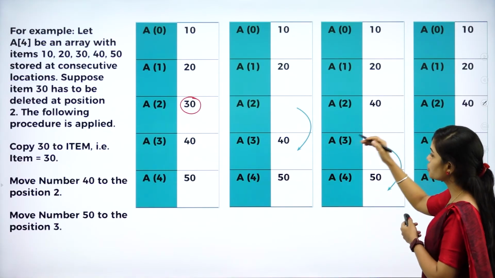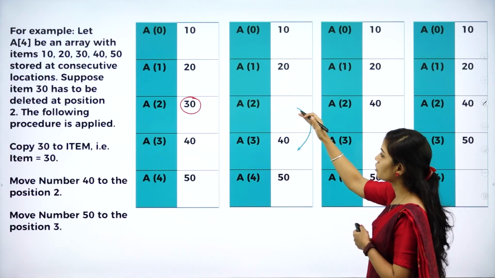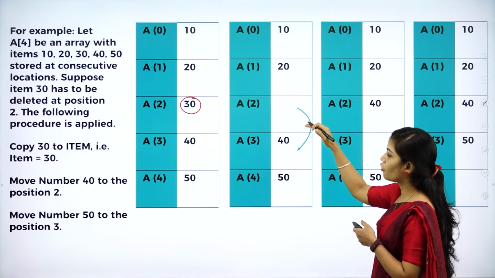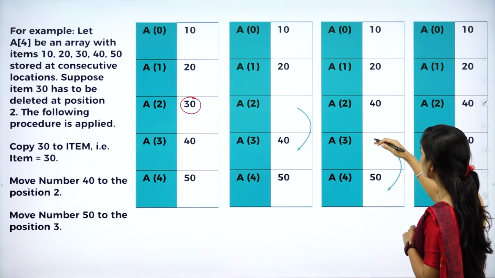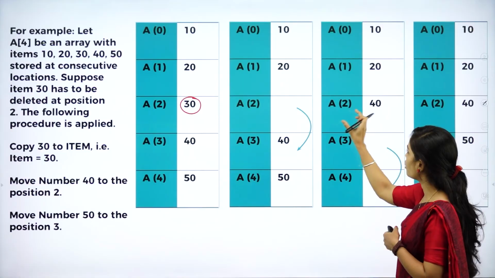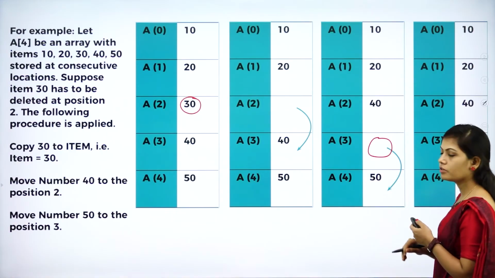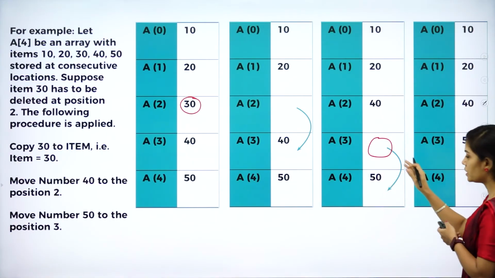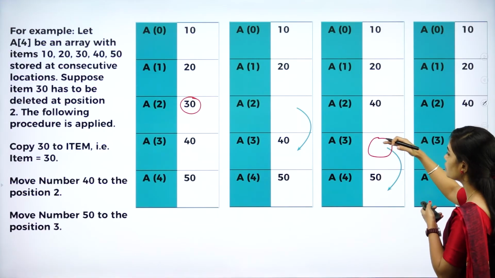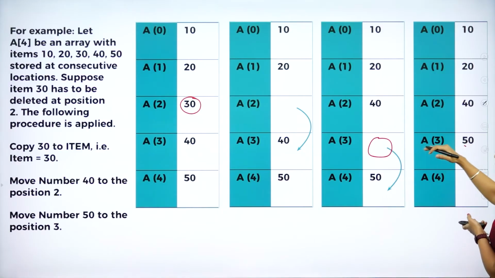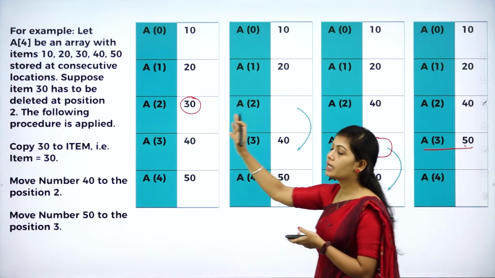After that, you have to shift this 40 to the position A of 2. After deleting an item, you just shift this 40 to the position A of 2, and this will become empty. And next we have A of 4, that is 50. After that, we have to shift this 50 to the empty block called A of 3. So it will become 10, 20, 40 and 50. Here I have deleted the item called 30.